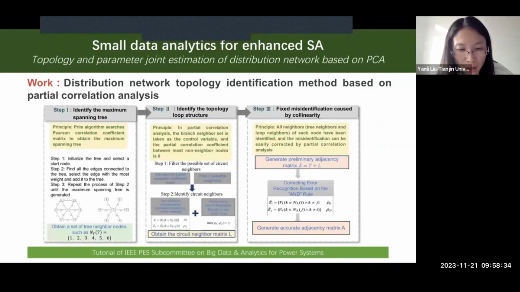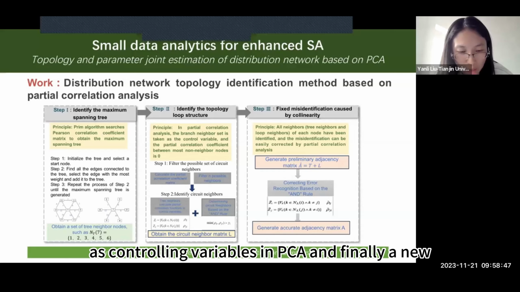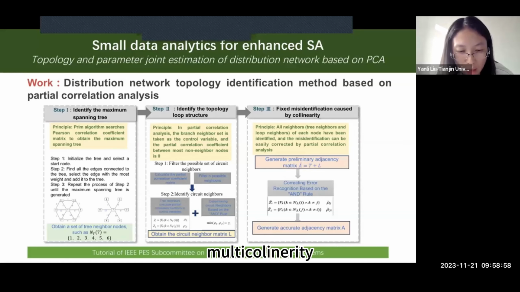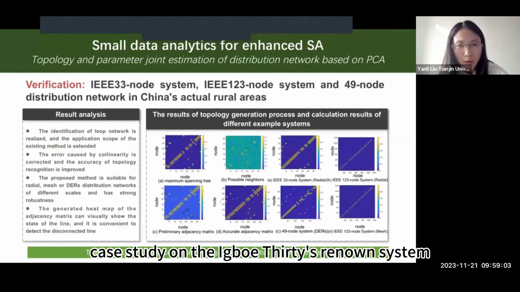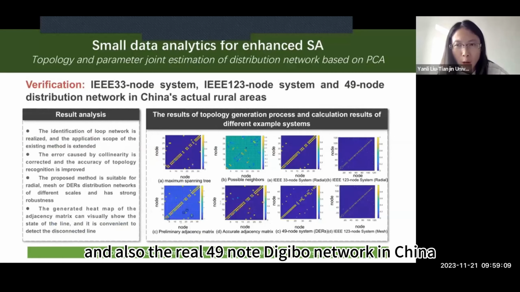Firstly, the maximum spanning tree of the network is generated through the Prim method. Then the loops of the network are identified by taking tree neighbors as controlling variables in PCA. And finally, a new topology verification based on PCA is developed to correct the wrong connections caused by multicollinearity. And we do the case study on the IEEE 33 node system and IEEE 123 node system, and also the real 49 node distribution network in China.